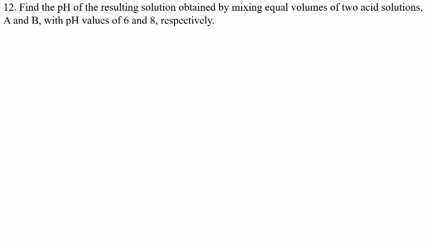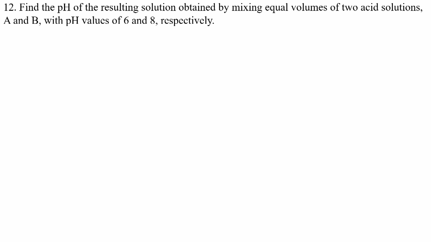Next we move to problem number 12. It says, find the pH of the resulting solution obtained by mixing equal volumes of two acid solutions A and B with pH values of 6 and 8 respectively. This is an interesting problem.